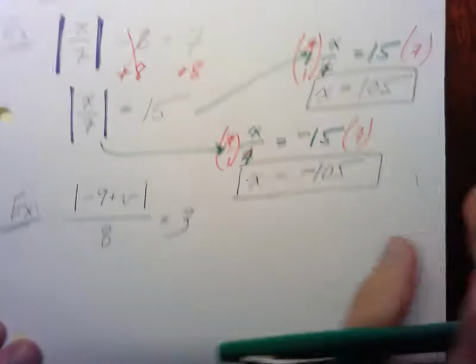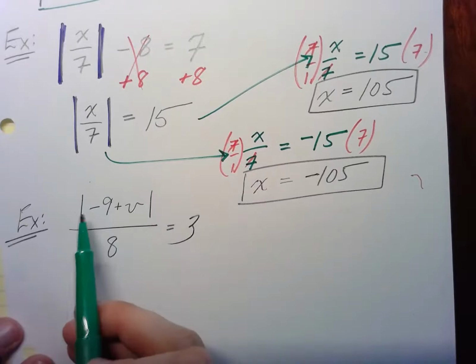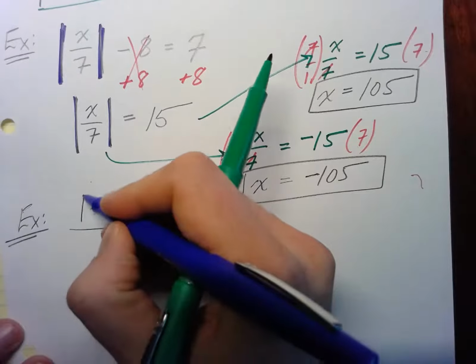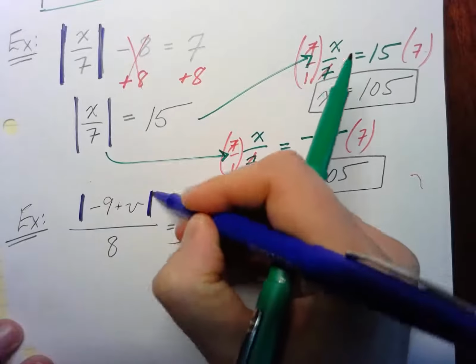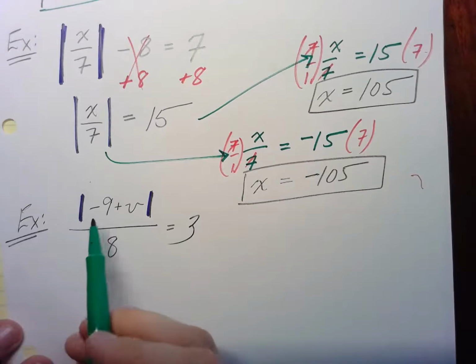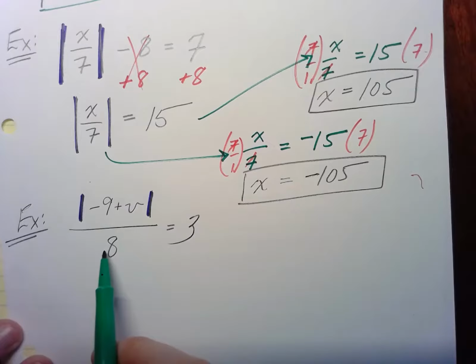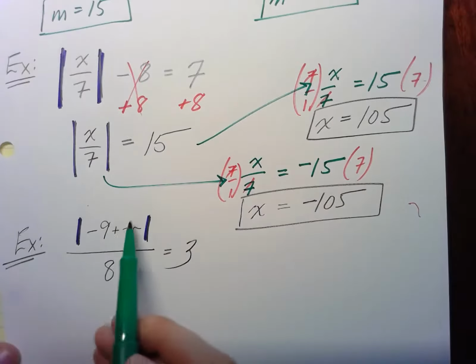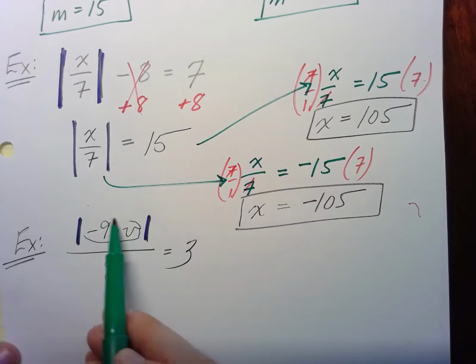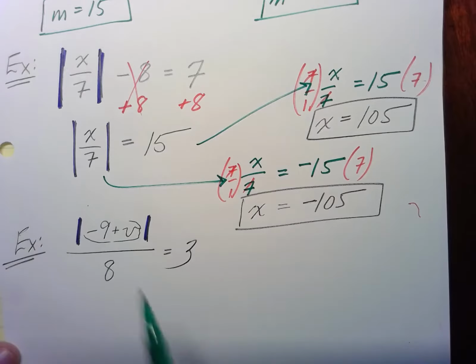There's another one. The absolute value of negative 9 plus v, and then all that divided by 8. So notice the difference here. The absolute value is just negative 9 plus v, just this bit. And then all that's divided by 8, and it equals 3.